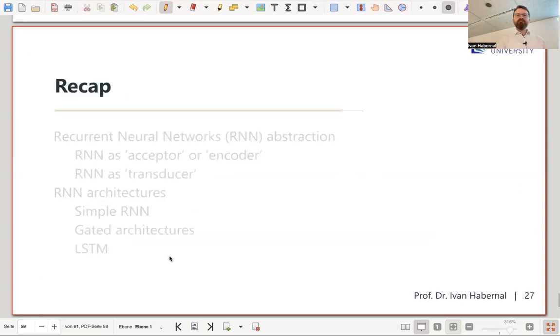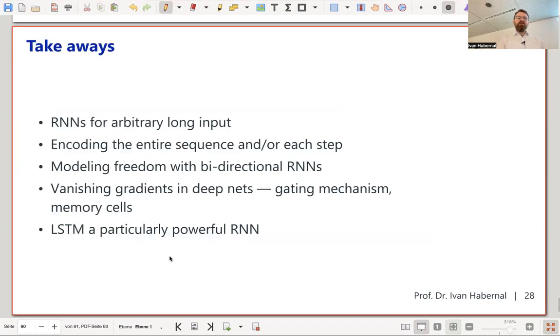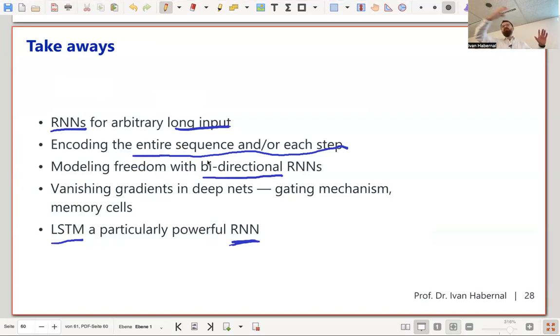Awesome. Recap. RNNs are great for arbitrarily long input because you can encode the entire sequence at each step. You can also go in two directions; bidirectional RNNs are a thing. And LSTM is a particularly powerful RNN because it uses this gating. You say exactly what you need to remember from the previous state, and you have this long highway or memory, and you control how you work with the memory. Any questions?